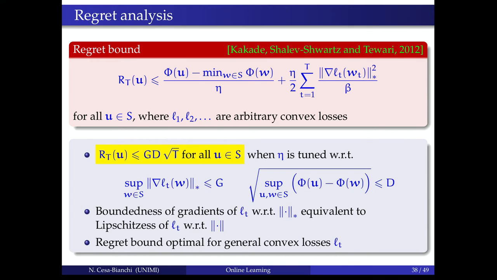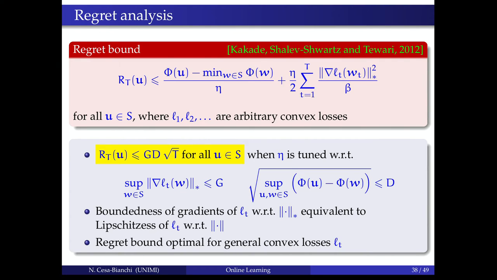Okay, so now you see I have a general bound which will be okay for all sequences of convex loss functions, for all strongly convex regularizers, for all convex sets in which I project, given that those sets have to be bounded, because I have the diameter that appears in the bound.